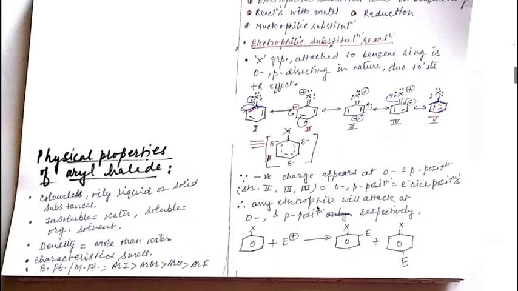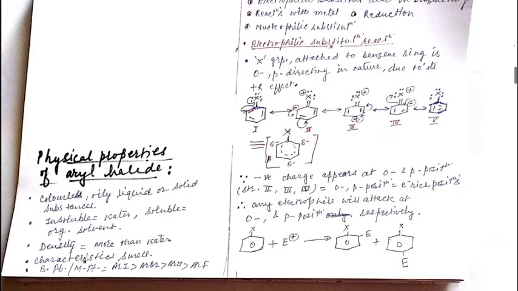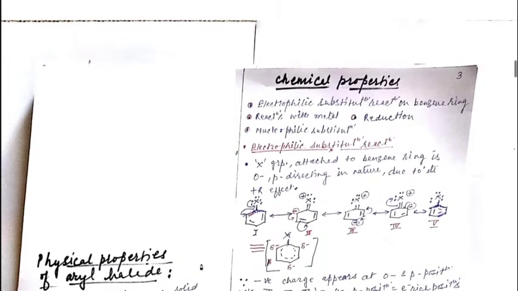Next we will discuss properties of aryl halides. Physical properties: these are colorless, oily liquid or solid substances. These are insoluble in water but soluble in organic solvents. Their density is more than water. Aryl halides have a characteristic smell. Boiling point and melting point increase as we move down the halogen series, meaning aryl iodides have the highest boiling point and melting point and aryl fluorides have the lowest melting and boiling point.